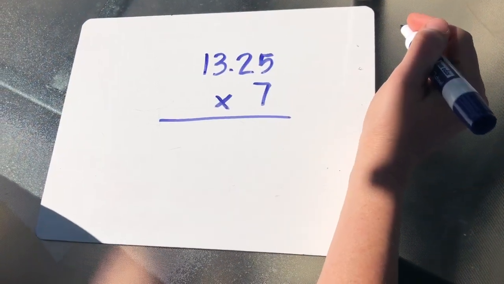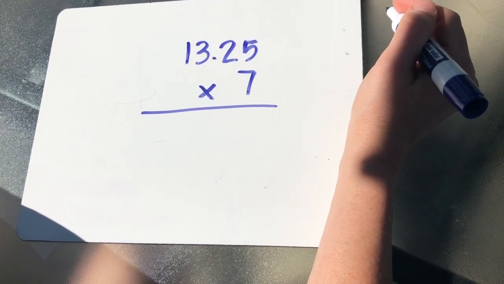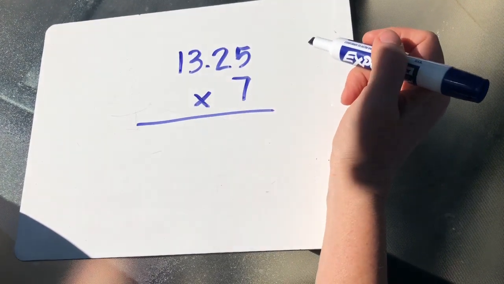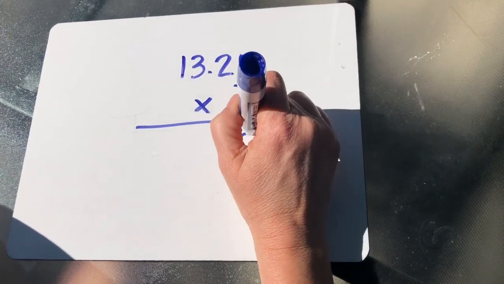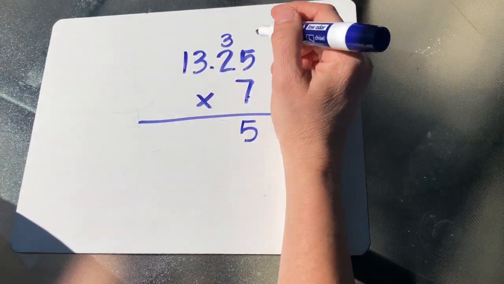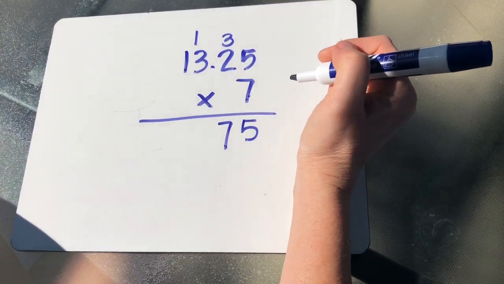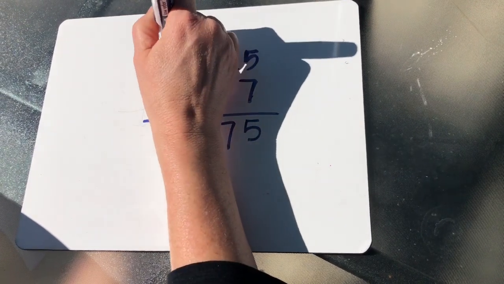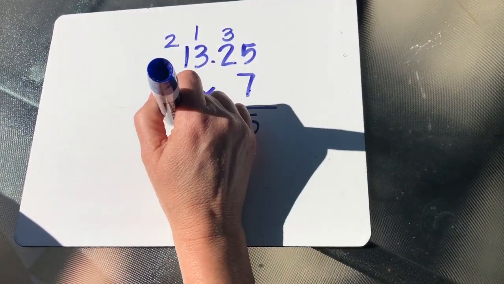Okay, so before we get too far into this, I just wanted to review decimal multiplication and make sure we're placing the decimal point correctly. So we're just going to multiply like normal. So 7 times 5 is 35, and 7 times 2 is 14, plus 3 more is 17, and 7 times 3 is 21, plus 1 more is 22. And 7 times 1 is 7, plus 2 more is 9.